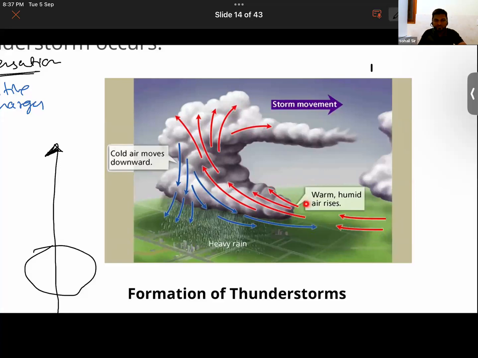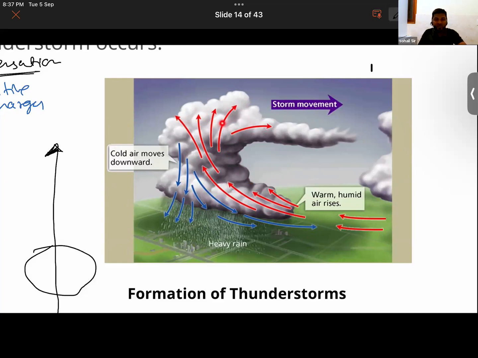Yes, sir. So cloud is formed due to the rising of warm, humid air at the upper levels of the atmosphere. Cloud is formed. Getting it now? Now, what happens when the process of condensation takes place? What will happen? The water will start.